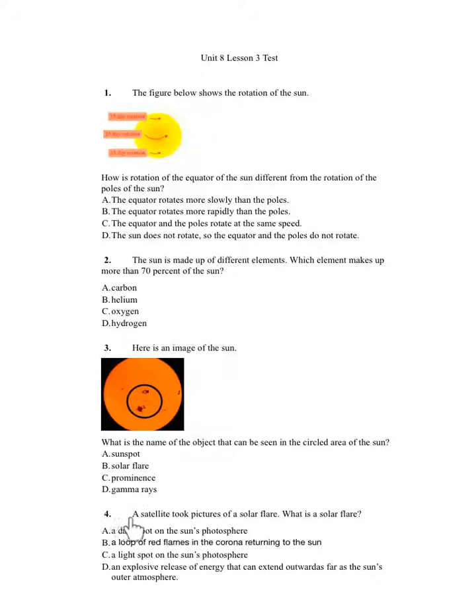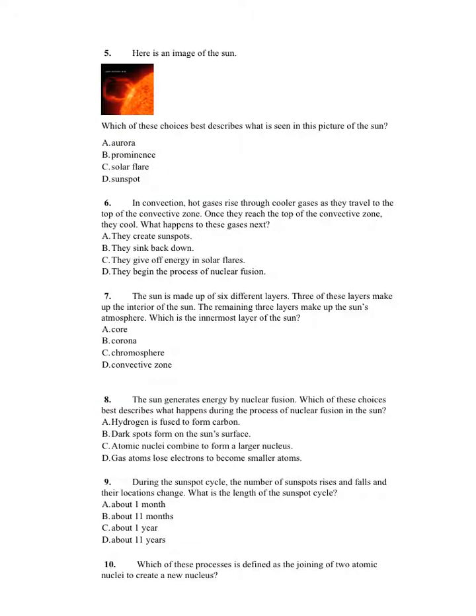Number 4. A satellite took pictures of a solar flare. What is a solar flare? A. A dark spot on the sun's photosphere. B. A loop of red flames in the corona returning to the sun. C. A light spot on the sun's photosphere. D. An explosive release of energy that can extend outwards as far as the sun's outer atmosphere.